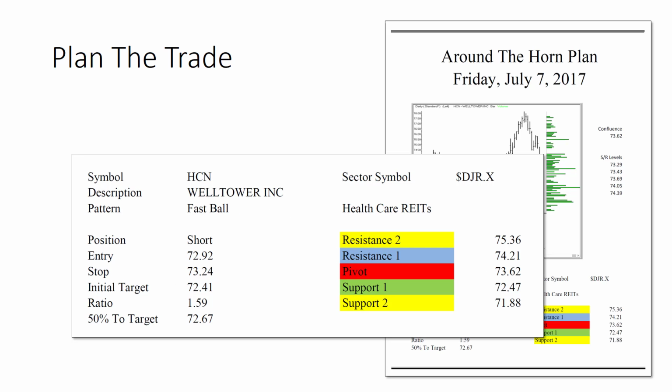But here we see that in Welltower Incorporated, this is HCN, we've got a fastball. It's a short setup. $72.92 is the entry. $73.24 was the stop. That was from that 5-minute chart. The initial target was $72.41. Remember, we got that from the daily chart. We can see that our profit to loss ratio is 1.59 to 1. We stand to make $1.59 per share versus every dollar that we stand to lose per share.